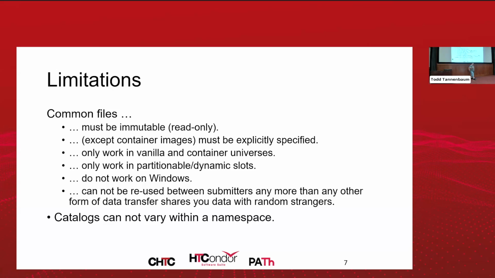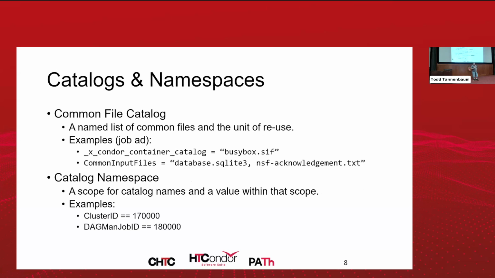Right now, you can't reuse common files between submitters, and that's a policy decision, right? There's no technical reason we couldn't do it. We've decided not to do it for the same reason that we don't do it for normal file transfer. You don't expect the way that we get data from one place to another to have any effect on how private or well controlled access to that data is, and so now it still doesn't. This last statement, for those of you who are reading ahead, looks like it makes no sense. I have a whole other slide to explain it, but catalogs cannot vary within a namespace.